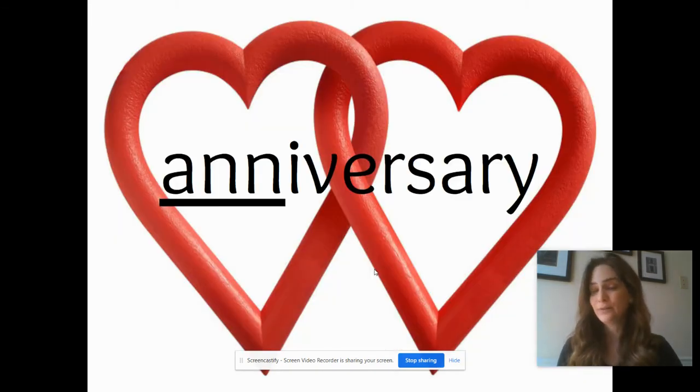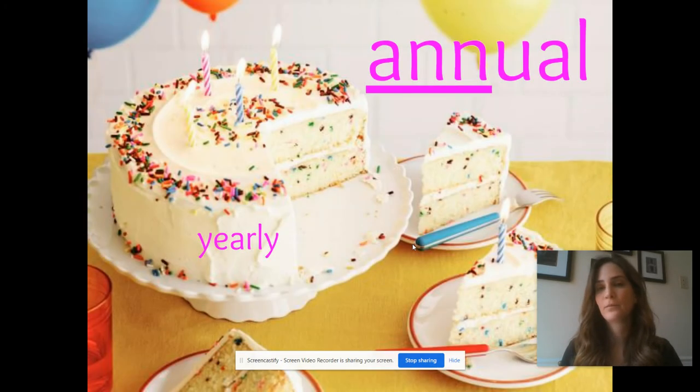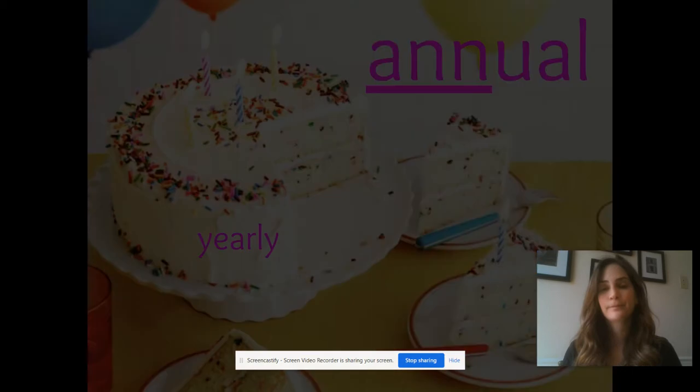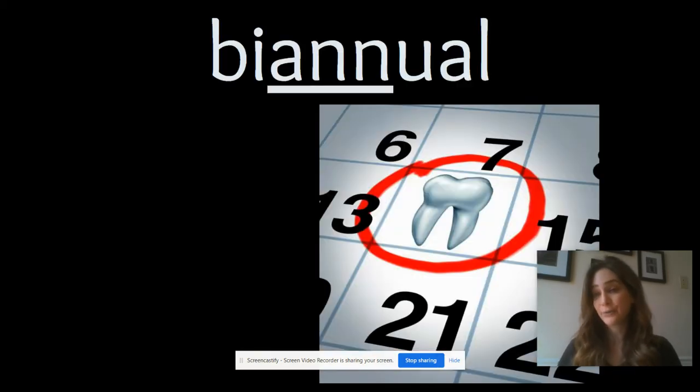From ann, we get words like anniversary. Anniversary is a romantic occasion that happens to celebrate relationships every year. Annual is something that happens once a year. For instance, a birthday or a holiday. Biannual means happens yearly, but bi means 2, so it means that it happens twice a year. For instance, going to the dentist, you're supposed to go to the dentist twice a year.